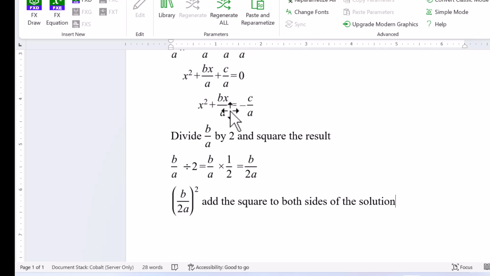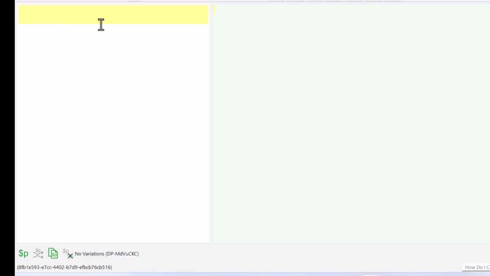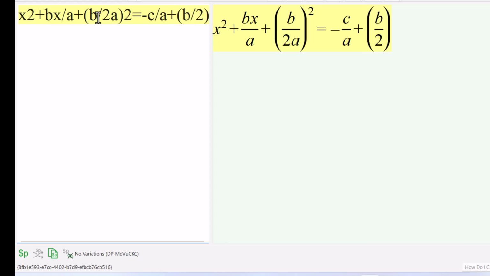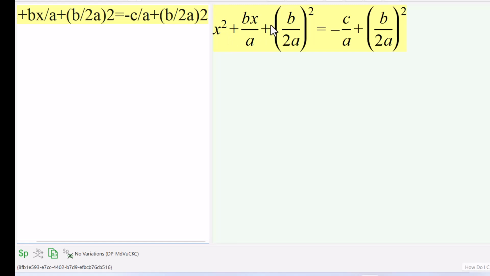And if I do that, remember this expression. Let me go to the next line. So I have my x squared plus bx over a equals minus c over a. I'm going to add that expression to both sides. So x squared plus bx over a, then plus, don't forget the square we have now, which is b over 2a squared. So I'm adding it to both sides, equals minus c over a plus b over 2a squared. So this is what we are saying.